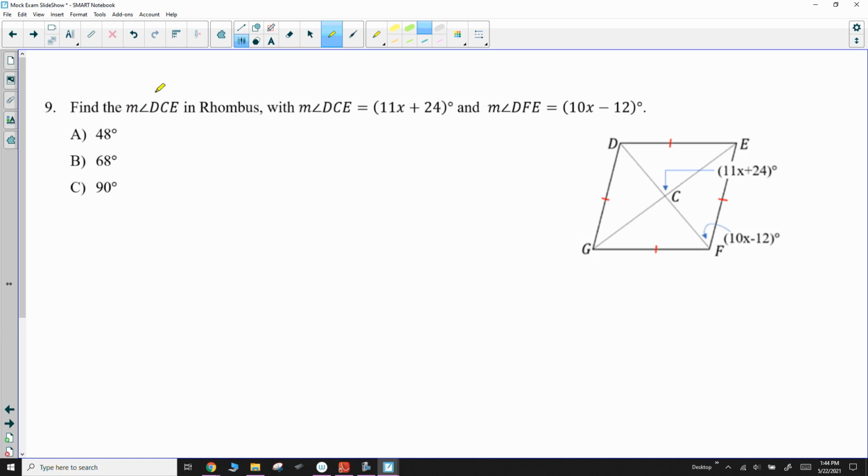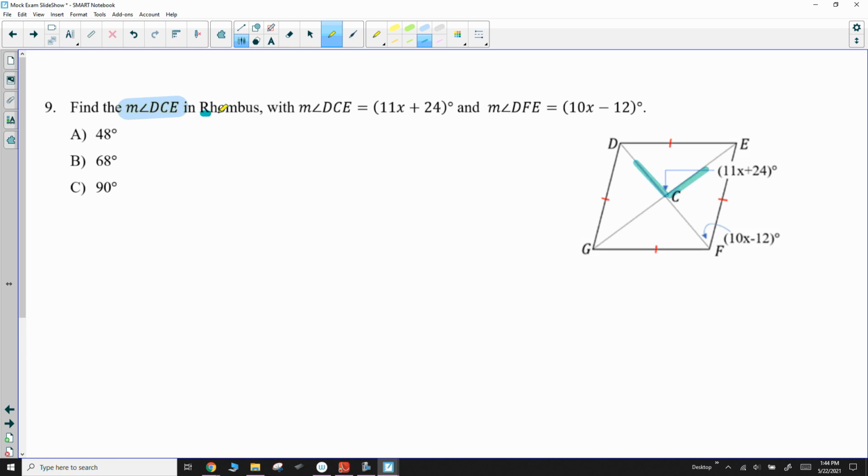Find the measure of angle DCE in the rhombus, where the measure of angle DCE is 11x plus 24 degrees, and the measure of angle DFE is given. Okay, so let's start out with the measure of angle DCE. So here's D, we come down to C, and we go up to E.